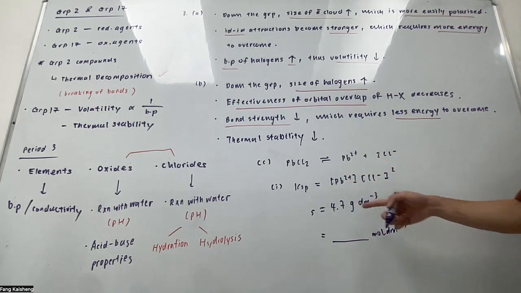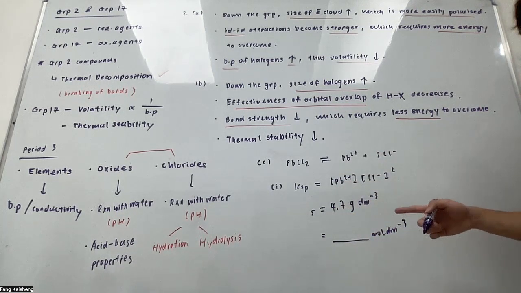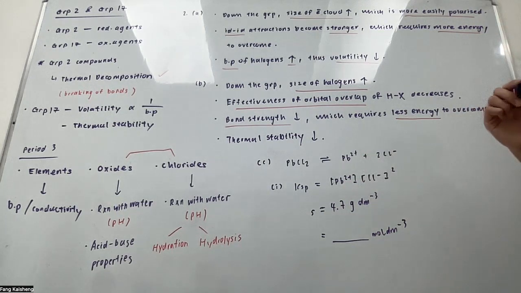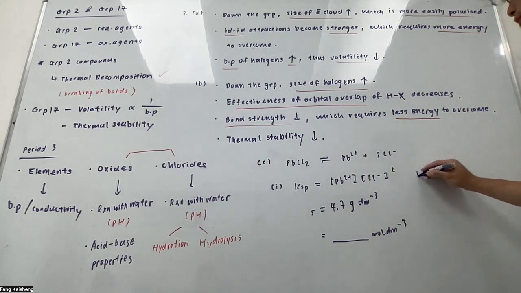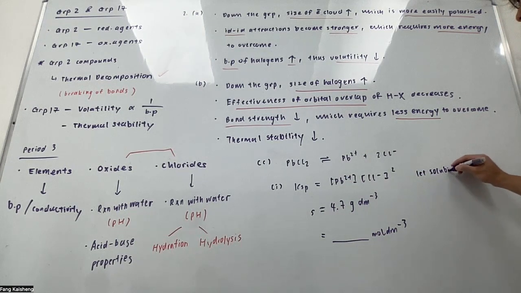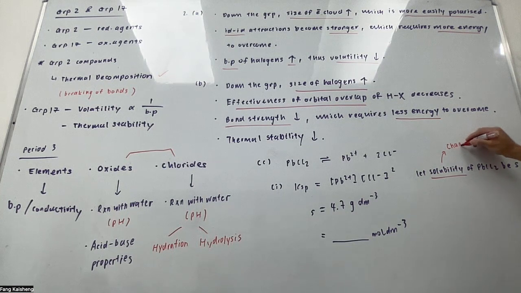But after we found the solubility of PbCl2, how should we substitute it into the KSP expression? Remember, this is where you need to let your solubility of PbCl2 be S. So S represents the solubility of the salt. And I did mention this to you before: when it comes to solubility, this is the same as the change in your ICE table. Do you all remember, the change in the ICE table follows what? It follows the mole ratio. Okay, take note.